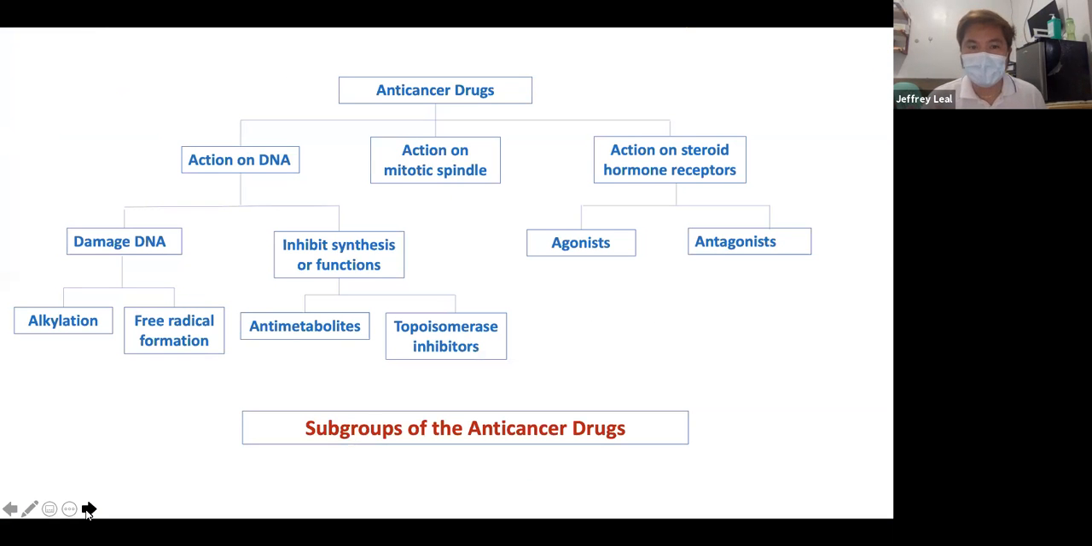So anti-cancer drugs are grouped according to their actions on the tumor cells. They may act on the DNA through damage of the DNA or inhibit its synthesis or functions. When they damage the DNA, they either alkylate the DNA strand or form free radicals. They may also inhibit the synthesis or function of the DNA by formation of antimetabolites, or they inhibit the topoisomerase. Or anti-cancer drugs can be categorized by their action on the mitotic spindle or their action on the steroid hormone receptors. They may be agonists or antagonists to your steroid hormone receptors.